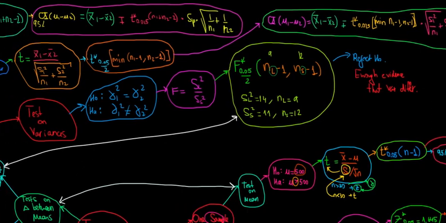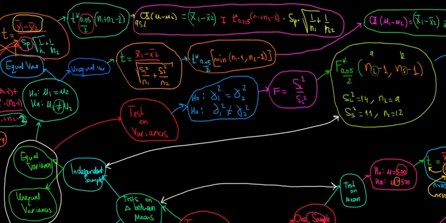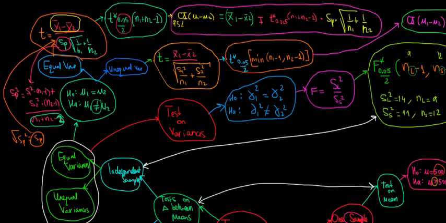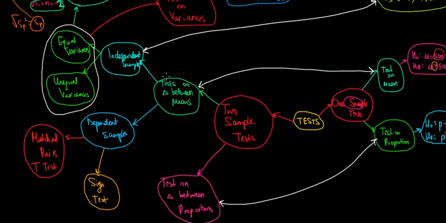In the next videos, we're gonna go to, let me just go over here to not make it messy. We're gonna go to tests on differences between means when we have dependent samples. We're gonna work on the matched pairs t-test, and then we're gonna work on the sign test, and afterwards we're gonna go and test on differences between proportions.